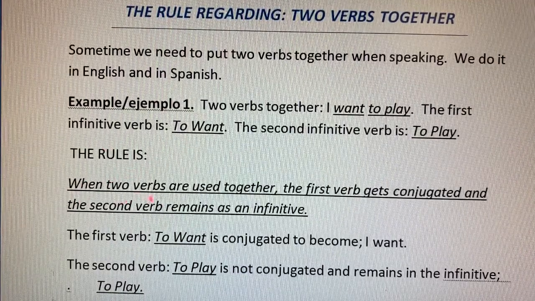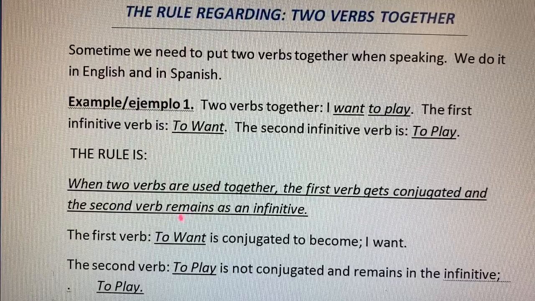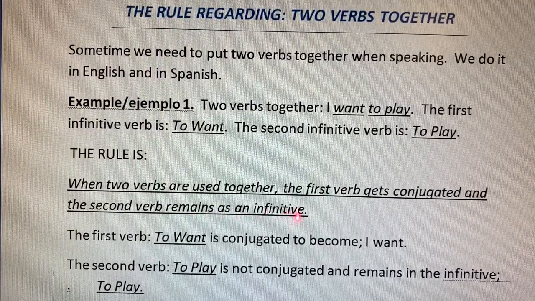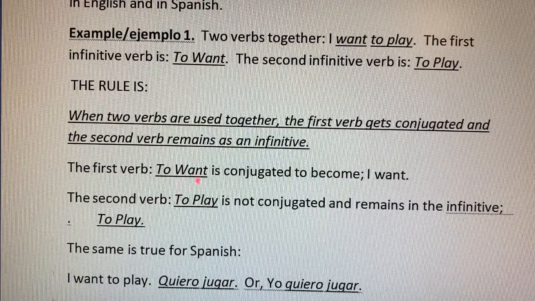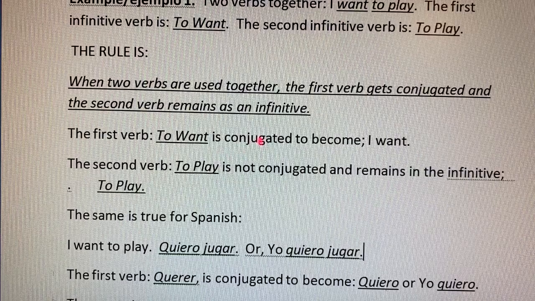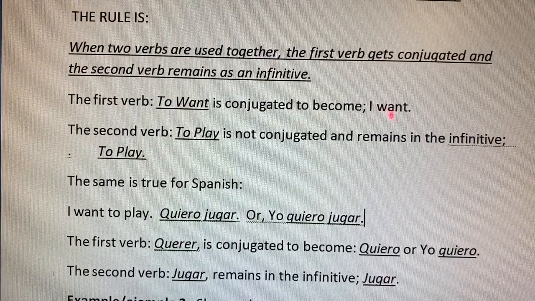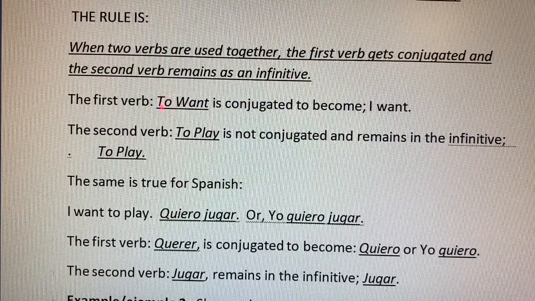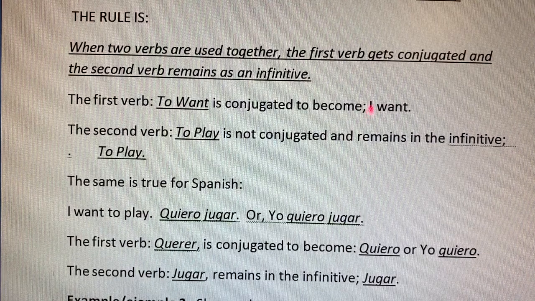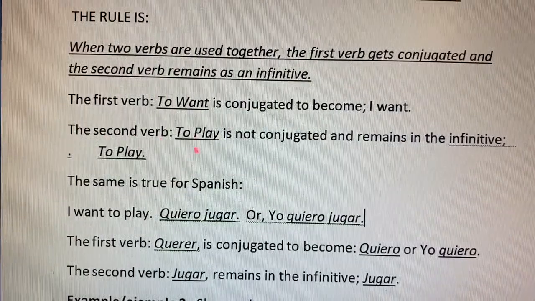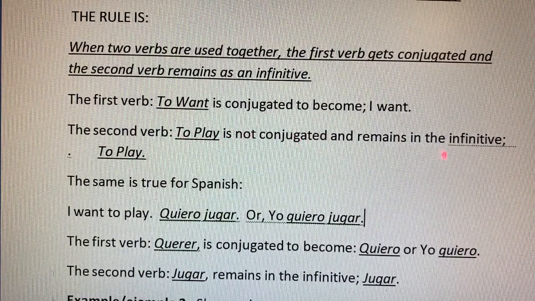So the rule is when two verbs are used together, the first verb gets conjugated and the second verb remains as an infinitive. So the first verb in this case is to want. So to want is conjugated to become I want. So we drop the to and put which person is using this verb. In this case, it's first person I, first person yo. The second verb is to play. So to play is not conjugated and remains in the infinitive.